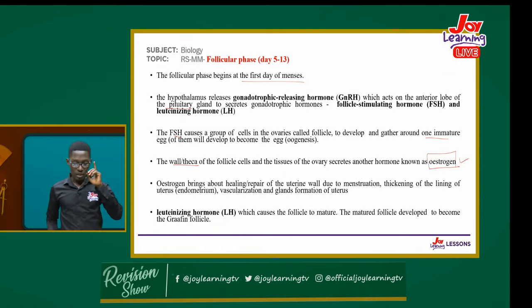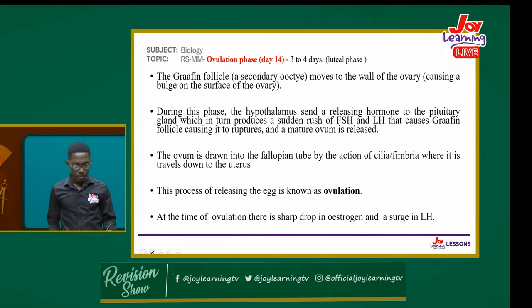So what do we want to see in the exams? The GnRH, FSH, and LH. Then the word: the follicle begins. If you can't say the theca, you can say the ovary releases the estrogen, which is accepted. Then the job of the estrogen is to repair, as I said, the thickening of the uterus, that endometrium, and forming glands. And the luteinizing hormone causes the follicle to mature to the stage we call the Graafian follicle.